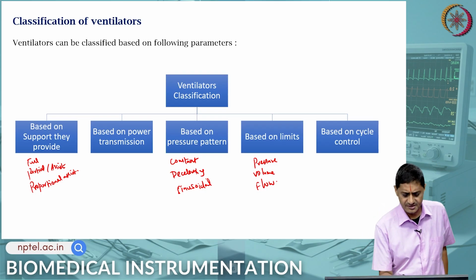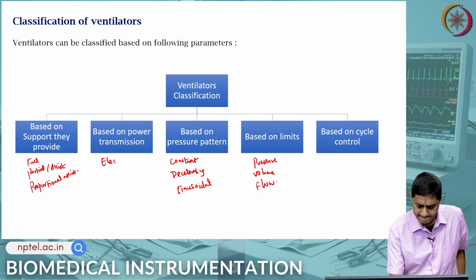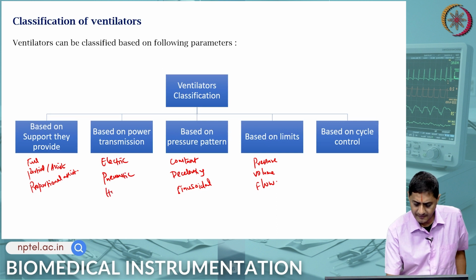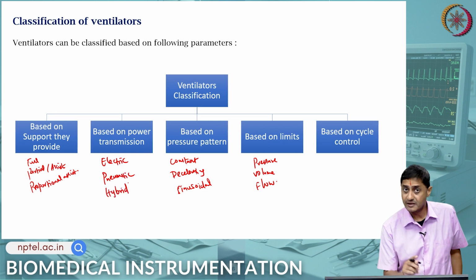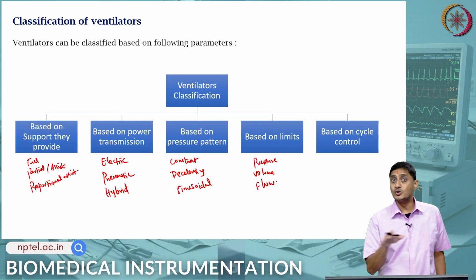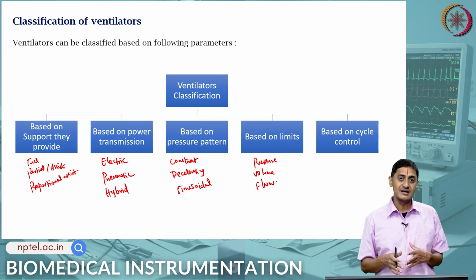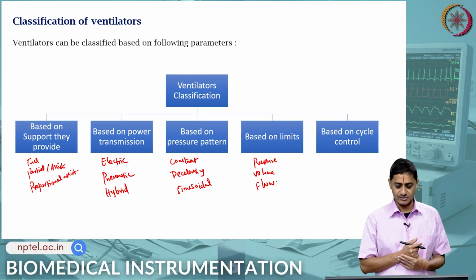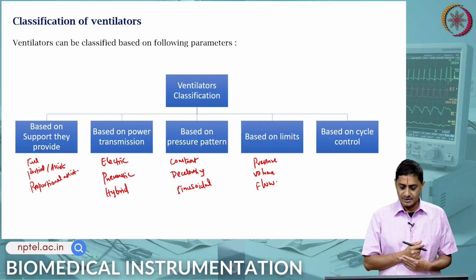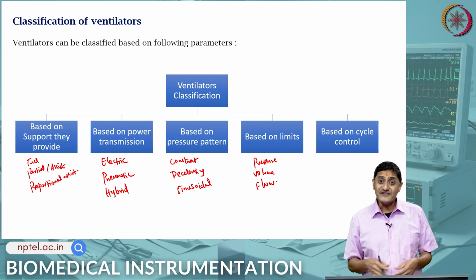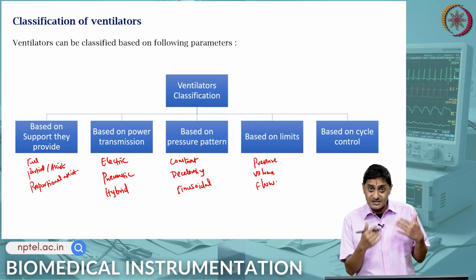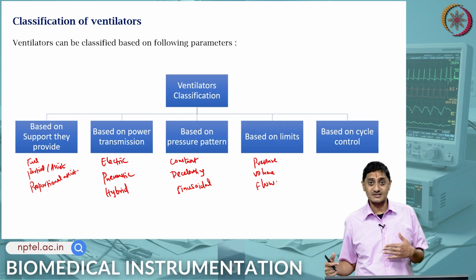Power transmission, for example, may be electric, pneumatic, or hybrid. It might have electric control but pneumatic actuation. That is another possibility. Pneumatic control with electric actuation is another possibility. So, these are all the various ways in which you can classify, and for each of these we have details on how this works.